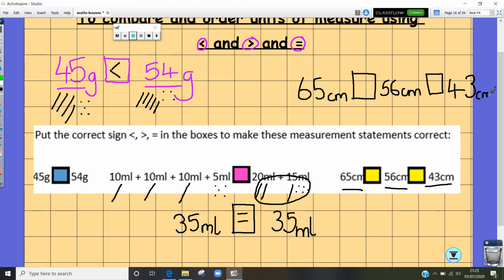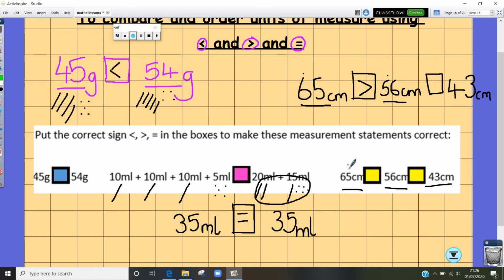Now again, look carefully at the digits in each number. We've done quite a lot of work this week on place value, so if you're finding this tricky, you can always go back over the work that we have completed this week. So again, 56 here and 65 here are quite tricky numbers because they look very similar, apart from this has got 6 tens and this one has got 5 tens. And I know, and you know, that 6 tens is larger than 5 tens. So that must mean that we need a greater than sign in that box.